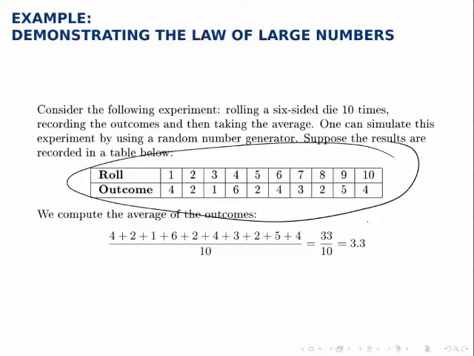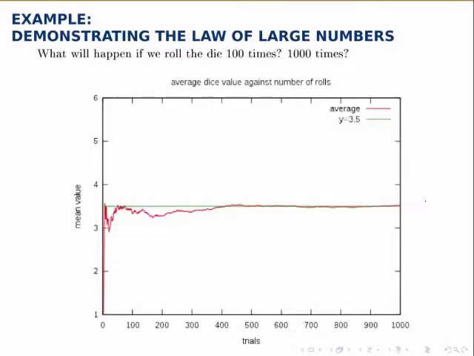So after 10 rolls, we've gotten pretty close. We got to 3.3, but the law of large numbers says if we do this more and more times, we should get closer and closer to the average of 3.5. Here's a graph of what happens if we roll the die even more times.